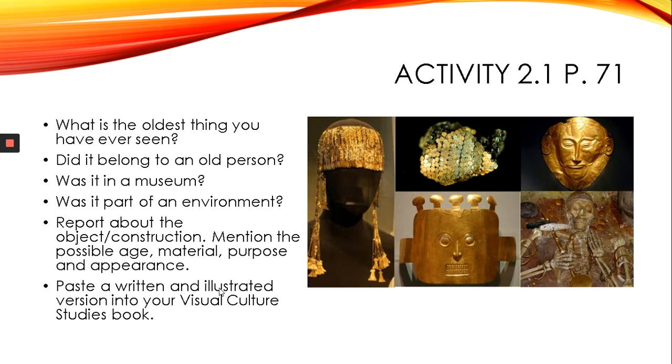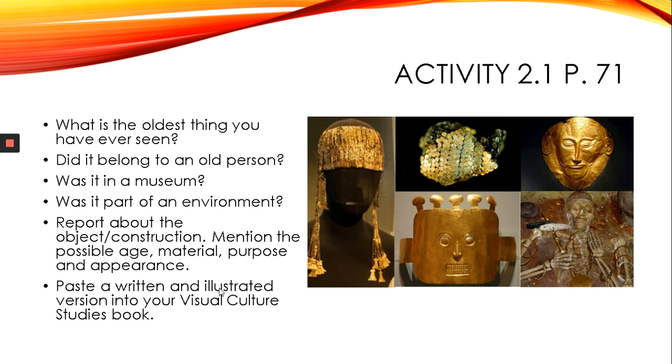Right, now you're going to do activity 2.1 in your theory book. So you are going to think about what is the oldest thing that you've ever seen. It can be in a museum, it could be something that your grandparents have, something that you have seen. Then you are going to say whether it belonged to an old person or was it in a museum. Was it part of an environment? So maybe it was painted onto a wall. Maybe it was something that was part of that place that you were at and it couldn't be removed. So like a building or a monument.